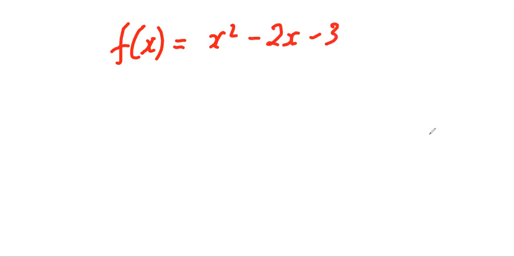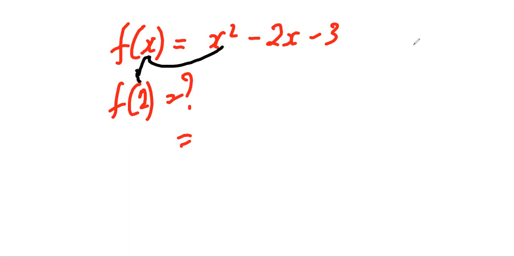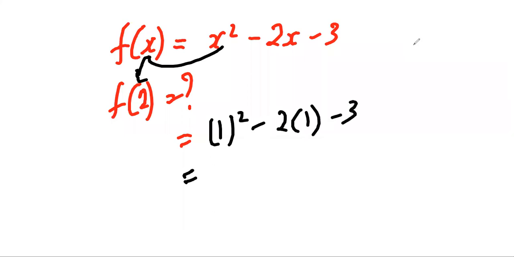Chapter number 2 of second year, function, is going on. If a question is given to you as function x square minus 2x minus 3, and it is written that find the function of 1, what you have to do is put 1 in place of x. Right here is written 1, so you will be placing 1 minus 1. Answer will be minus 4.